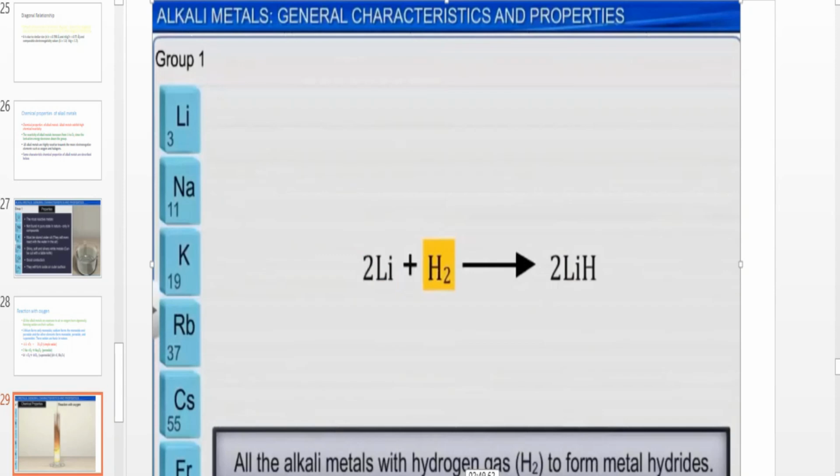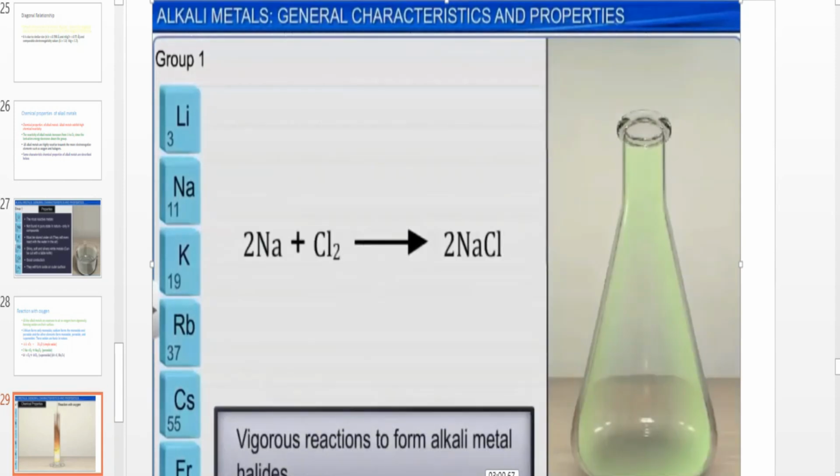Likewise, reaction with hydrogen gives their hydrides. Lithium reacts with hydrogen to give lithium hydride. With the chlorides, the metals can react vigorously to give their chloride.